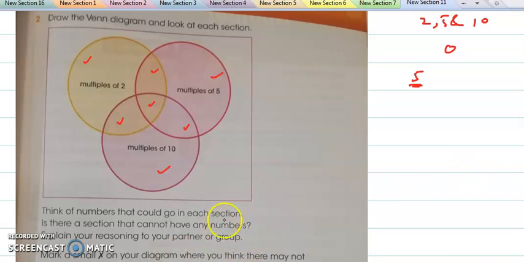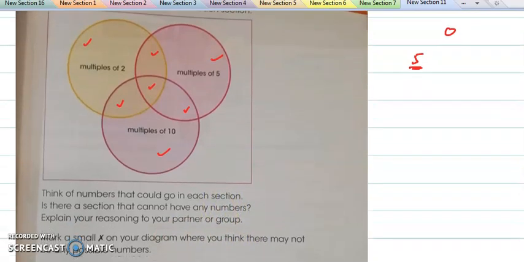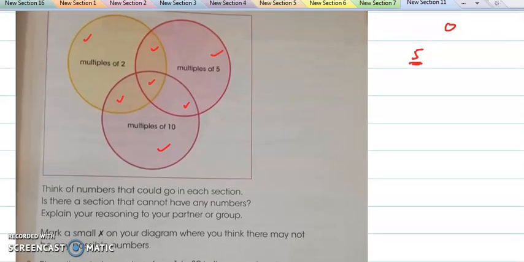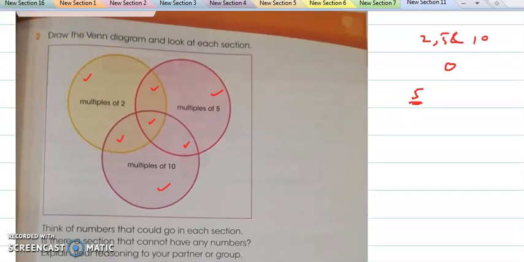So what we have to do, and the next half, if we read, it's saying mark a small cross on your diagram where you think there may not be any possible number. So as we have to mark in case we don't have a number, it is better if I remove these sticks before completing this question.